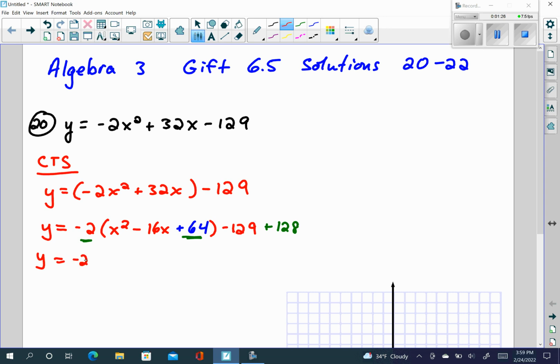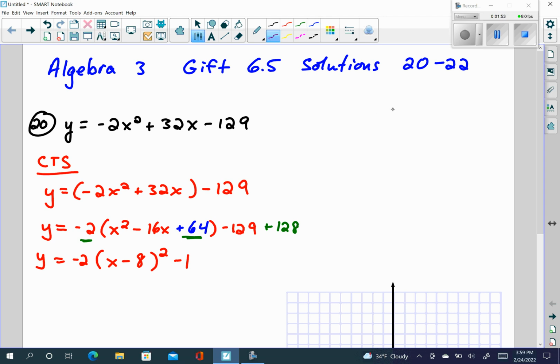So I still bring down that -2. That's our a value. This trinomial is a perfect square trinomial. It will factor into a quantity squared, and then that would give us an x. And again, we just take half of this number or the square root of this number to give us 8. And then at the end, -129 plus 128 is a -1. So what's nice about completing the square is when we're done, that equation is already in vertex form.